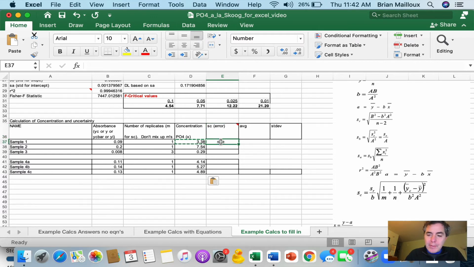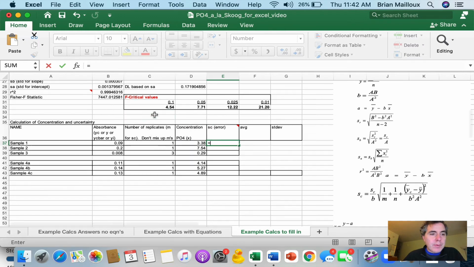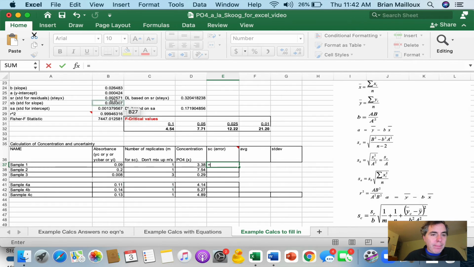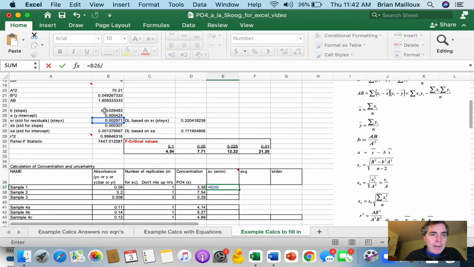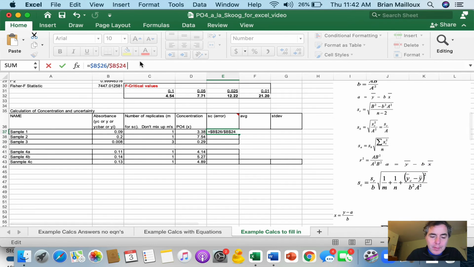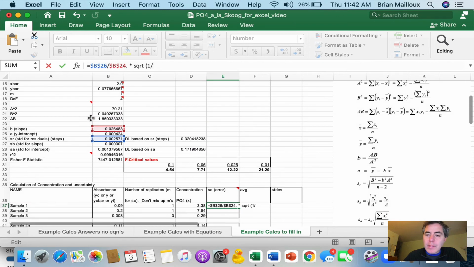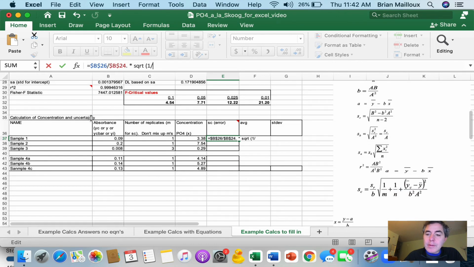Breathe deeply, get ready, equals SR over B. We need dollar signs. We want SR divided by B. I'm going to put all dollar signs. We want to hold those constant. Right? Then we're going to scroll down. I'm going to hold that whole thing times the square root of 1 over m. If you remember, we have m up here, so 1 over, nope. But this m is, oh, this m is funny.